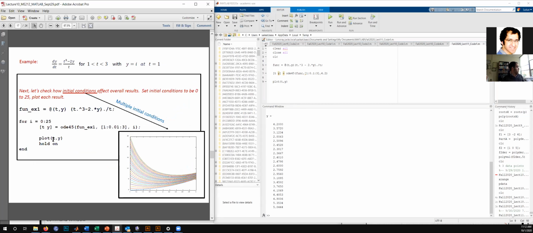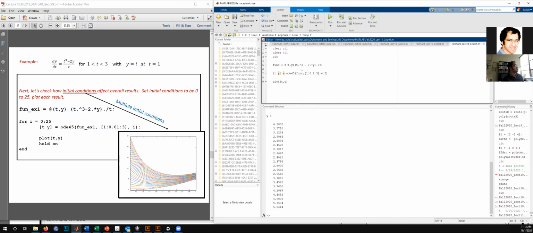One more thing that I've shown over here, which is kind of related to this, is what happens if you have a number of initial values. So over here, the initial value was just 4.2. But what if we have a number of initial values? How do I tackle that? So let's try to edit this code.